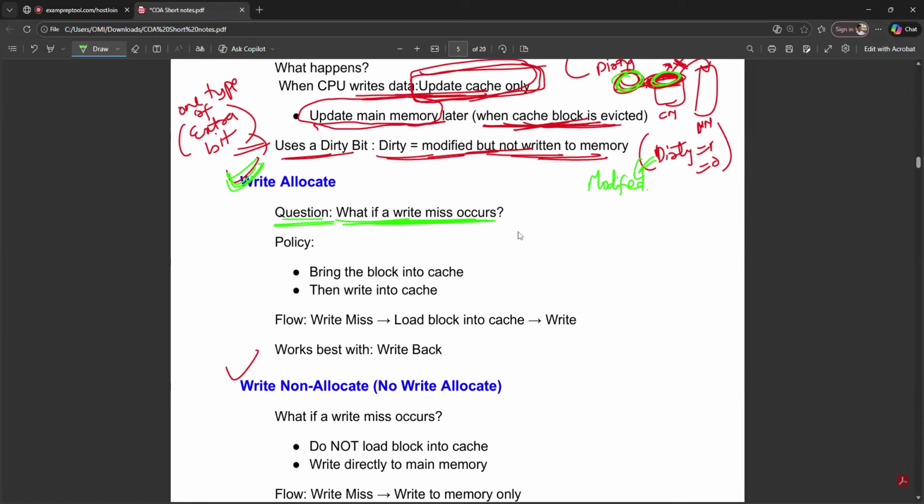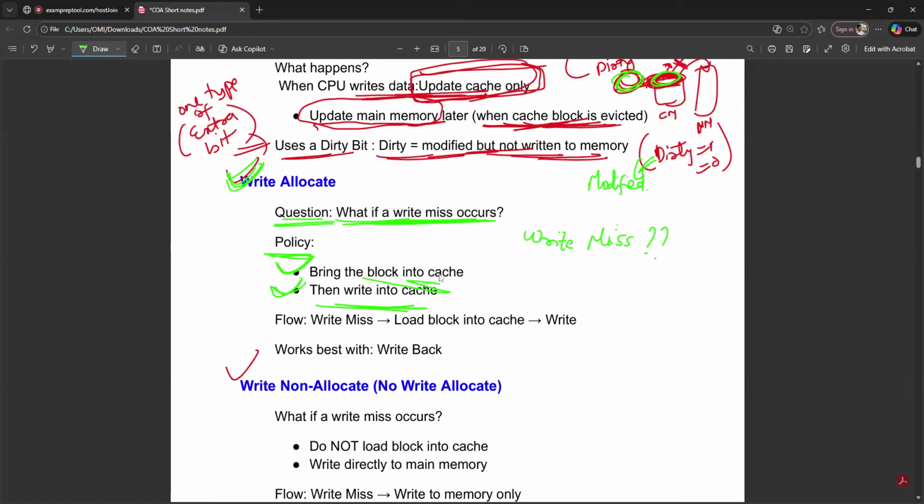If it is a miss, write miss, right? So if the CPU is writing, but it is a miss, then what to do? What is the policy? Bring the block into the cache, then write into the cache. So bring the block into the cache.